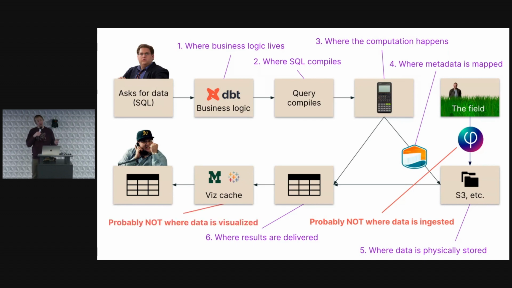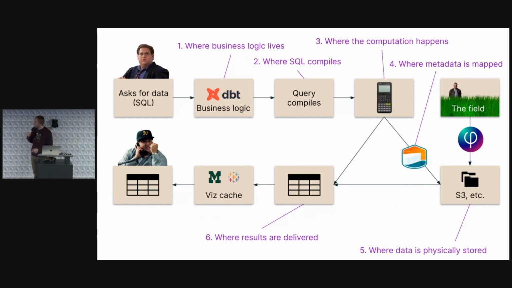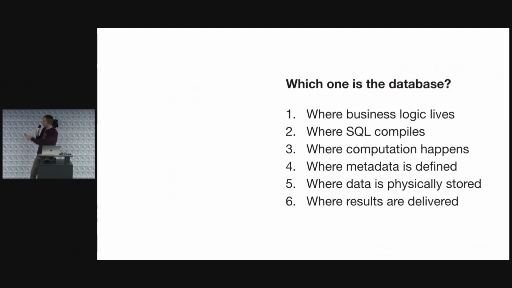It's also probably not this. It's probably not the place where data is visualized. Though again, you could kind of make an argument that that is, because there is a lot of data stored there. It is where results are also delivered, but probably not. But still, we end up with these 6 things of which one's the database. I don't know which one of these is a database. We have lots of different choices here.